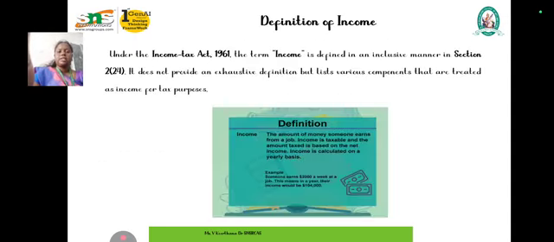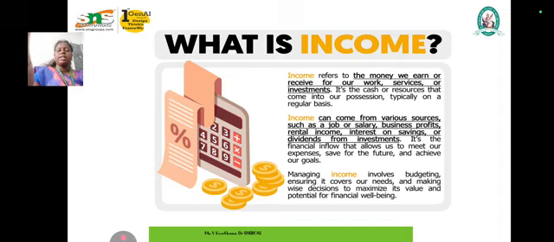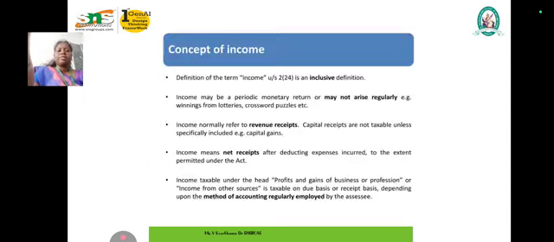So first we have seen the definition of income. Next is the definition of income as per section 2 subsection 24 with the heads of income. And next we have seen what is income. Income is basically received under work, service or investments. Next we have seen the features of income, which are inclusive definition, legal and illegal, income can be received or accrued, temporary or recurring, taxability depends on residential status. Next we have seen the concept of income, which is under the head of profit and gain of business or profession, and income from other taxable sources.